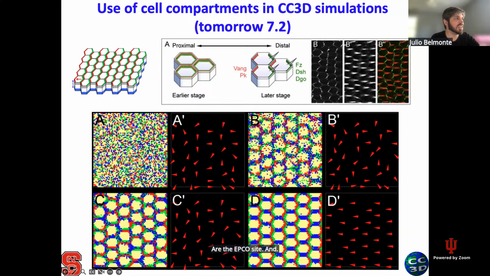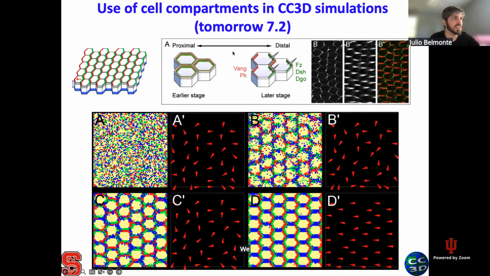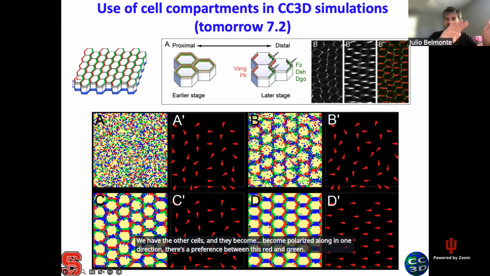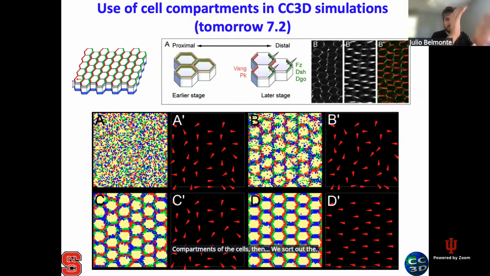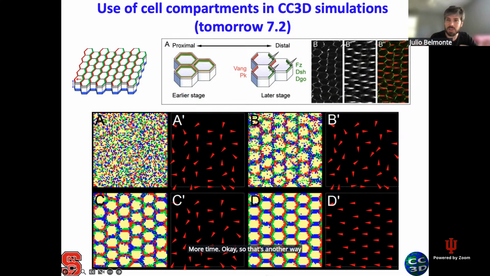And they are initially mixed, and in this model, they sort out based on the adhesion energies that they have with the other cells, and they become polarized along one direction. There's a preference between the red and green compartments, so the cells sort out, and they change the orientation of the proximal and distal part, the red and the green part, and they all become eventually aligned over time. Okay, so that's another example where you can use cell compartments to model a process.